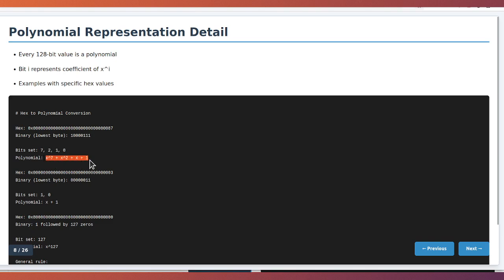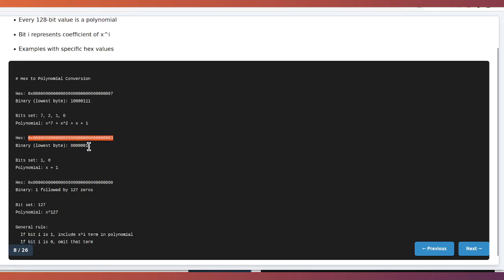In polynomial form, this is x^7 + x^2 + x + 1. Each set bit contributes a term with its corresponding power of x. Bit 0 contributes 1, bit 1 contributes x, bit 2 contributes x squared, and so on. Another example: 0x beginning with 00 and ending with 03 is 00000011 in the lowest byte, so bits 1 and 0 are set. This represents x + 1.